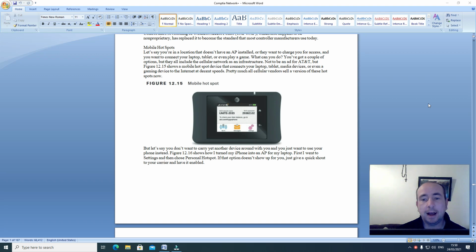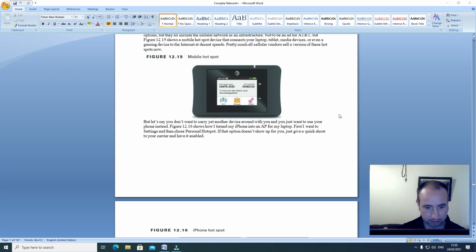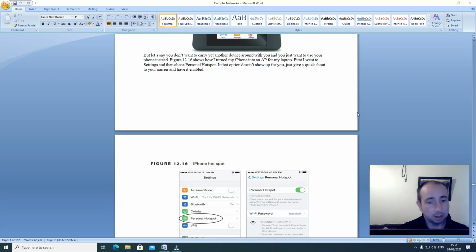Not being an ad for AT&T, but Figure 12.15 shows a mobile hotspot device that connects your laptop, tablet, media devices, or even a gaming device to the internet at decent speeds. Pretty much all cellular vendors sell a version of these hotspots now. So you can see here, Figure 12.15, this is a mobile hotspot.